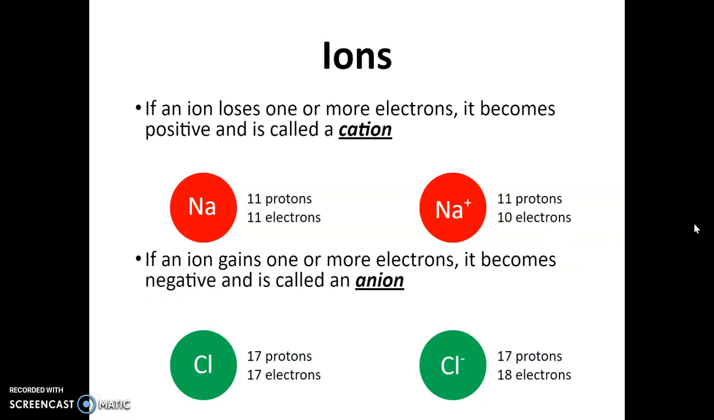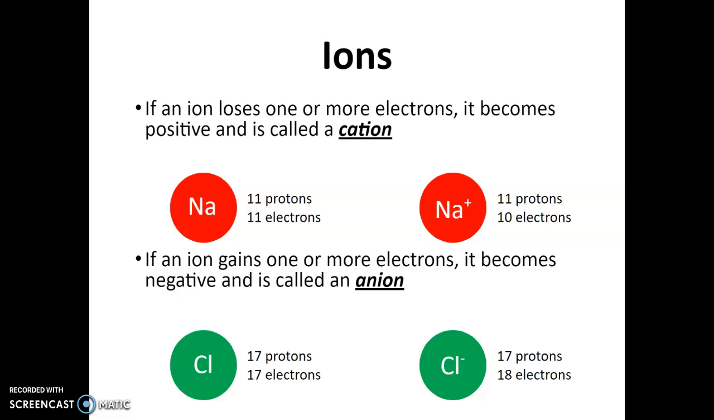Okay? Now, if an ion loses 1 or more electrons, it becomes positive, and it's known as a cation. Okay, so a positive ion is known as a cation. And if an ion gains 1 or more electrons, it becomes negative, and it's called an anion.